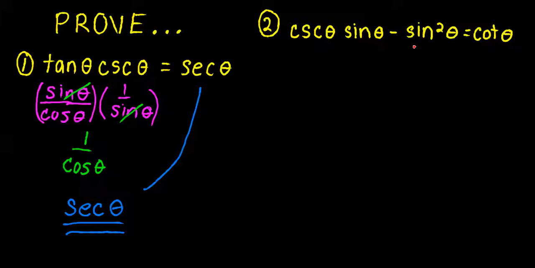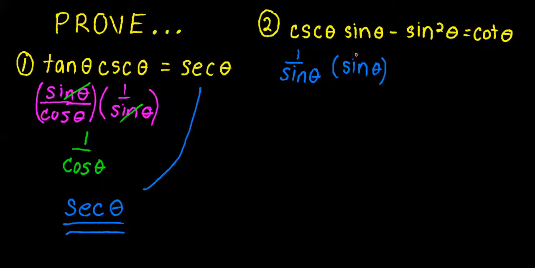So the entire left-hand side has got to be equal to the right-hand side. Cosecant of theta times sine of theta minus sine squared of theta. And I'm going to go ahead and take my cosecant, and I'm going to change it to its reciprocal, 1 over sine. And let's take a look at the sine. I'm going to go ahead and leave sine the way it is. Oh, look at that. Interesting.